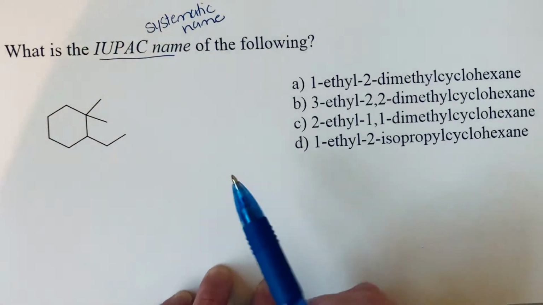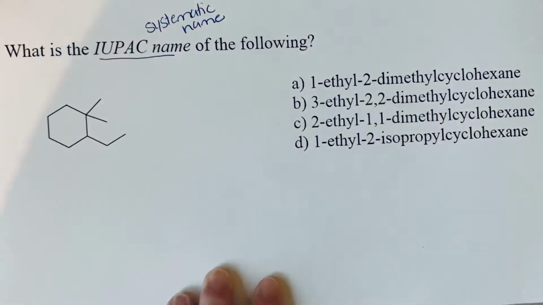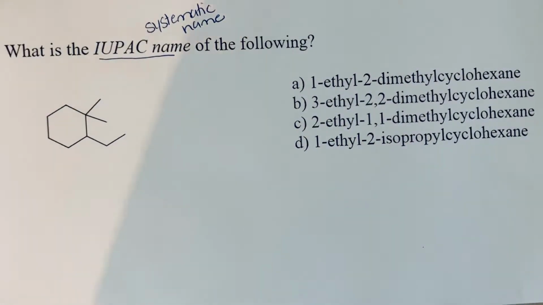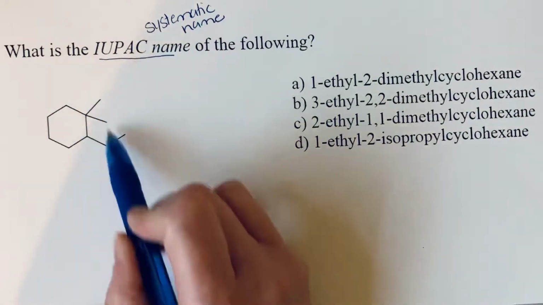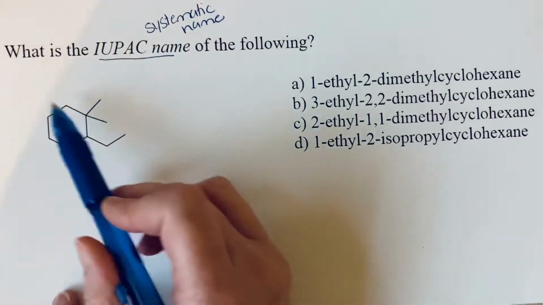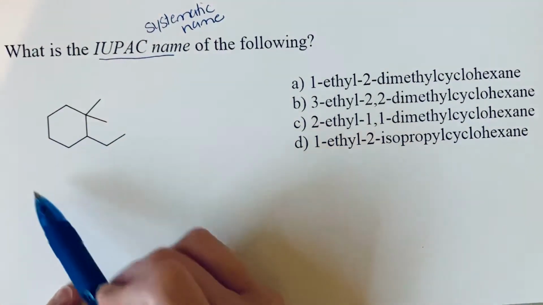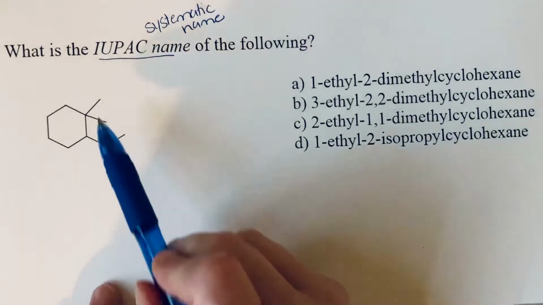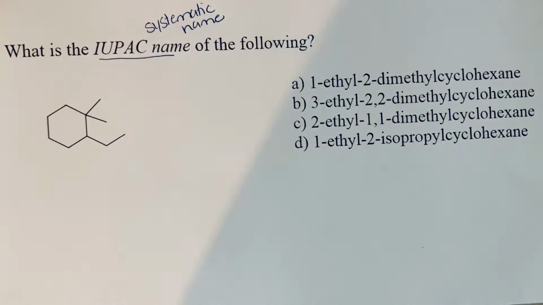And so when we're dealing with a cyclic compound like this, the ring is our longest carbon chain, and we can start numbering anywhere on the ring. There's no convention to start at the top and go clockwise. What's going to guide us on how we number this is the placement of our substituents. So we want to give our substituents the lowest possible number.